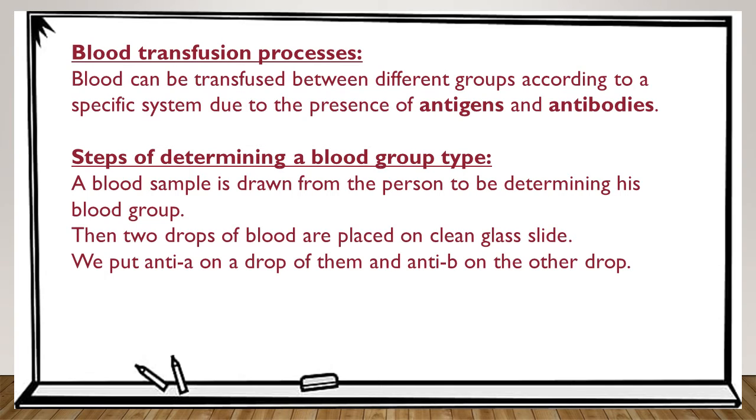Let's talk about the blood transfusion process. Blood can be transfused between different blood groups according to a specific system due to the presence of antigens and antibodies.